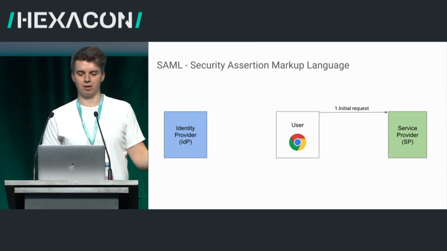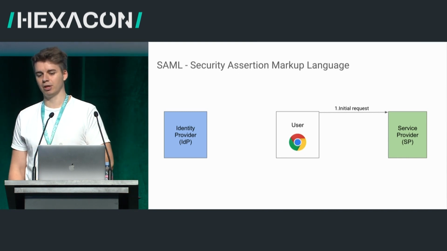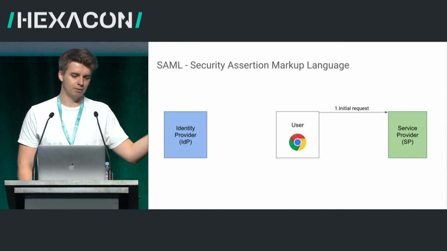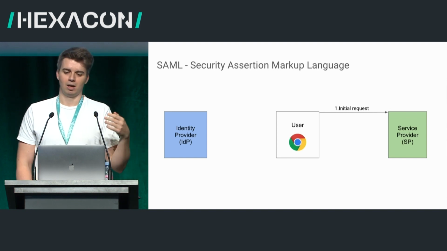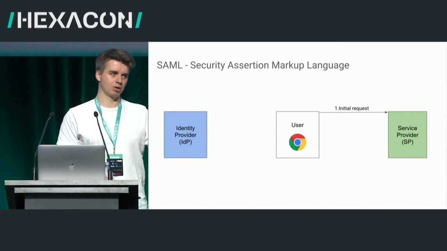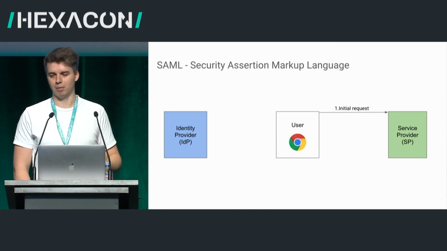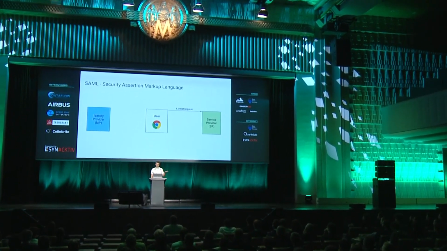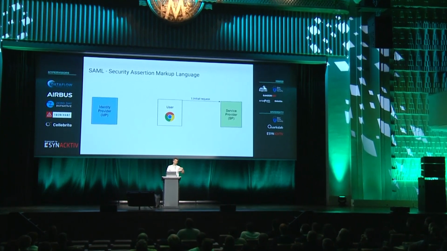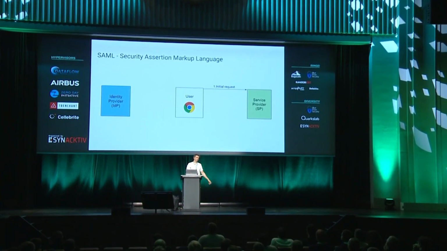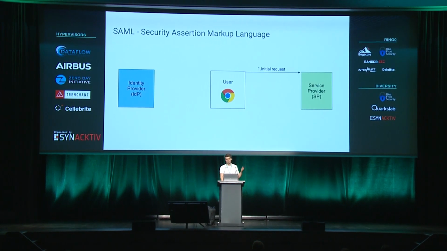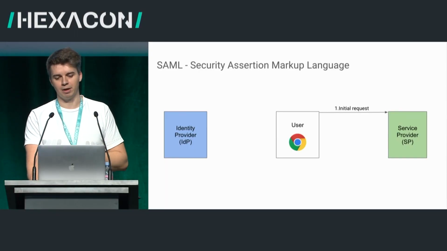You have a user and a browser, you have an application that's called a service provider in SAML terms, so think of Slack or GitLab again. And then you have an identity provider, which is the source of trust for user information. And this could be Google Workspace, or it could be Azure Active Directory, or a random server that's somewhere in your intranet.